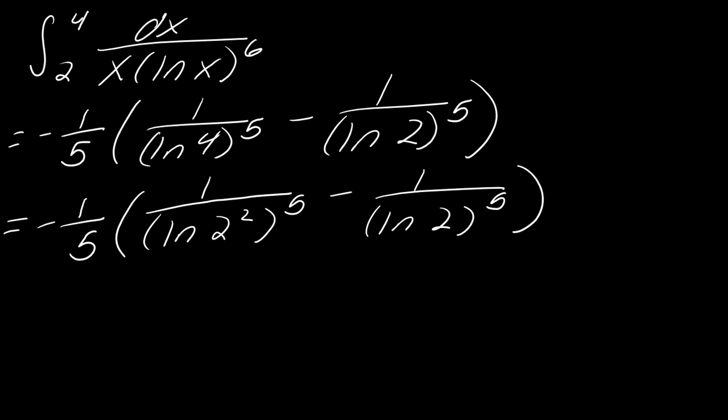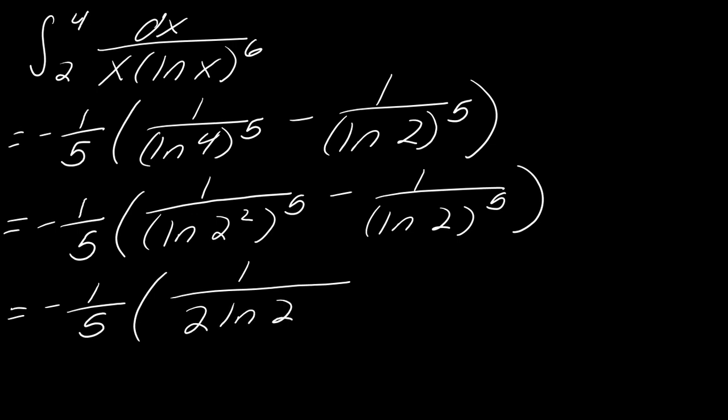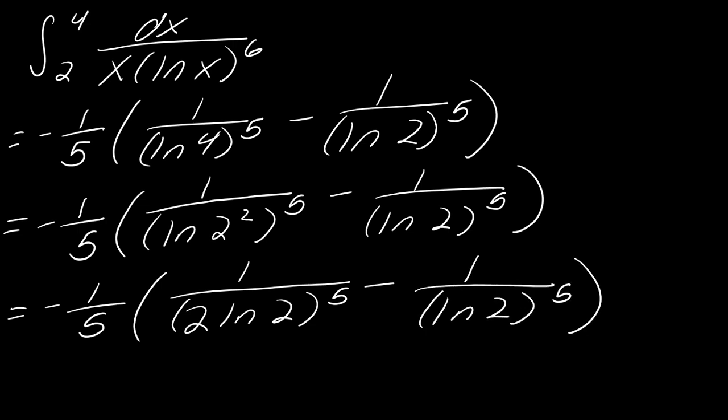Okay, so now thinking about what we know about natural logs, or just properties of logarithms, I can totally take this 2 and just bring it out in front. So if I write that out, that's going to be -1/5, and then 1 over 2 times the natural log of 2, all of that to the 5th power, minus 1 over the natural log of 2 to the 5th. And so now this is actually where things are going to get interesting.